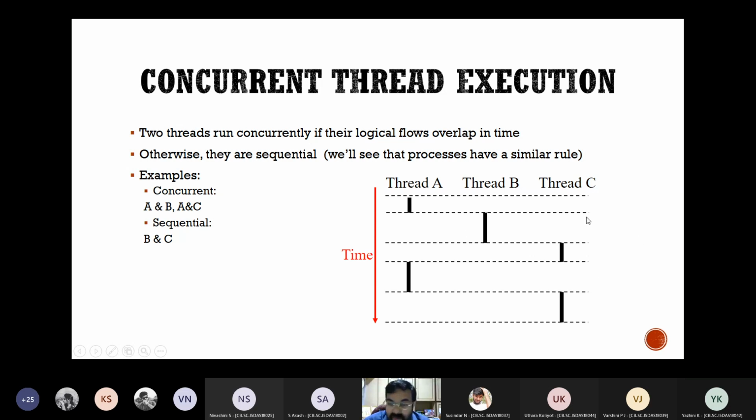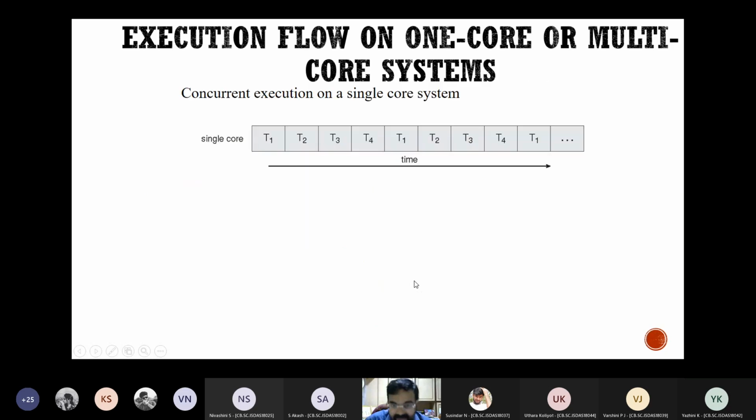There can also be sequential threads. If you see the diagram, A and B are concurrent, A and C are concurrent, and B and C are sequential. They are in different time instances. B is happening in a totally different time instance. There is no sharing. On the other hand, C is happening in another. B and C are completely sequential, different time instances. Here, A is repeating in different time instances. So that is why it is a concurrent application.